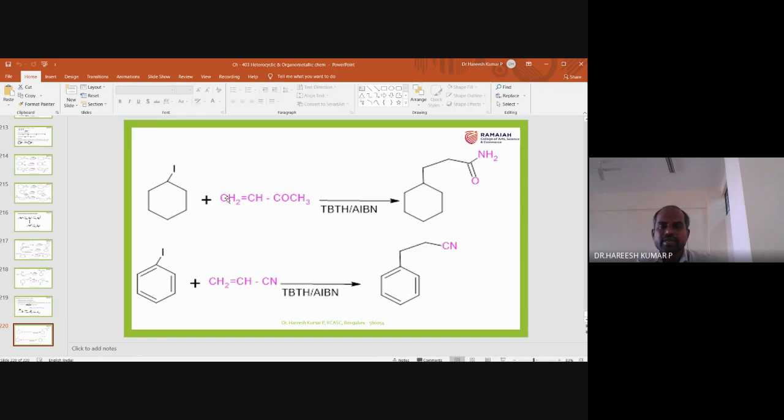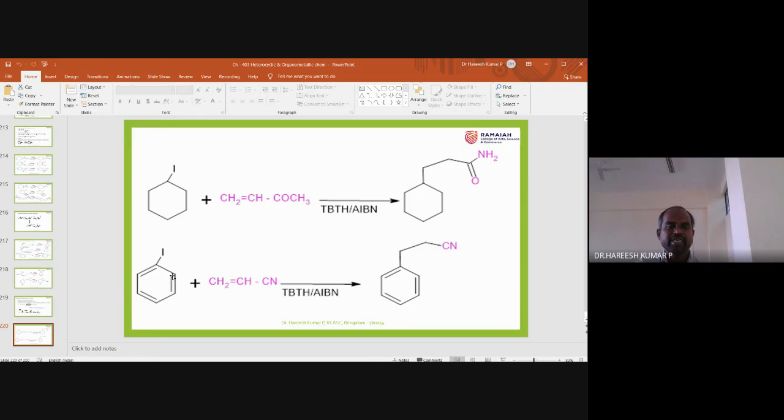Okay, then, right. So the product is obtained like this. So new bond formation between this carbon and this carbon, and this can pick up a radical, an H radical. So this CH is converted into CH2. So that is the product. You can write the mechanism.